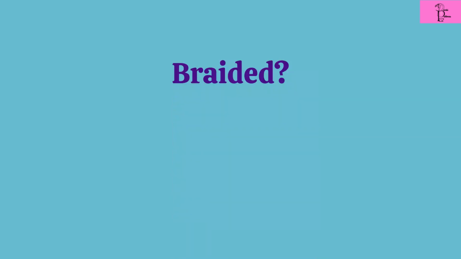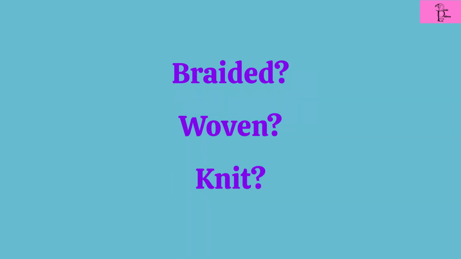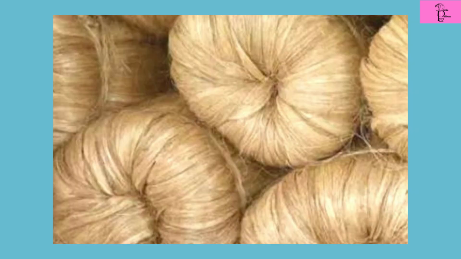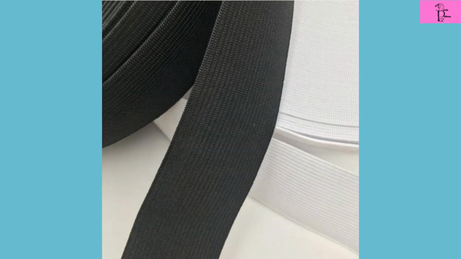Ever heard of the adjectives braided, woven, and knit? Well, these words describe the 3 basic elastic types. The elastic description is based on various construction methods. In other words, how the yarn is processed produces different types of elastic.